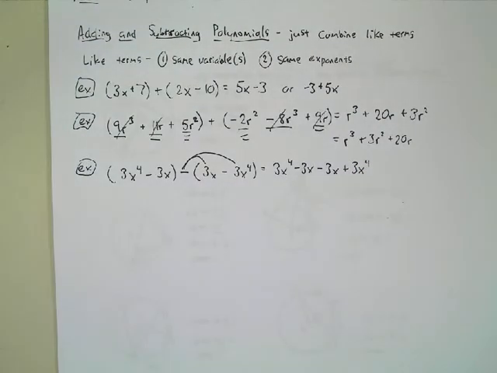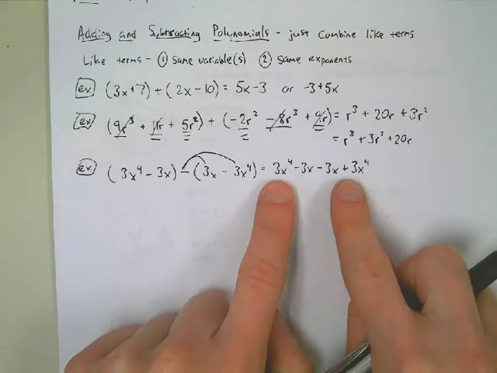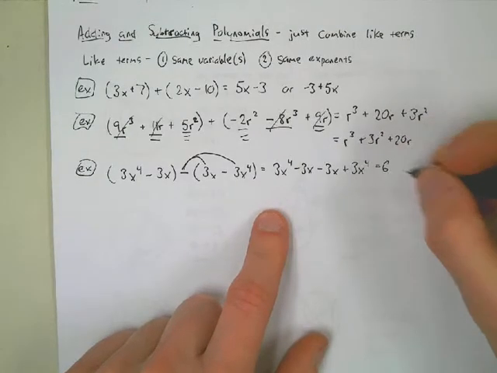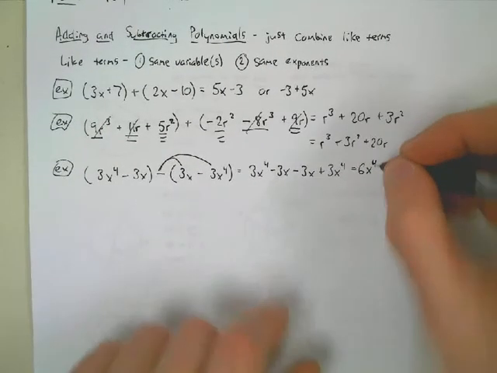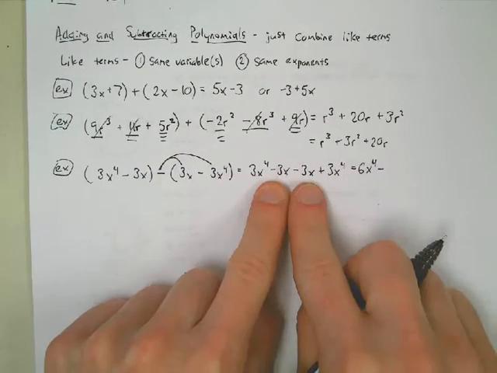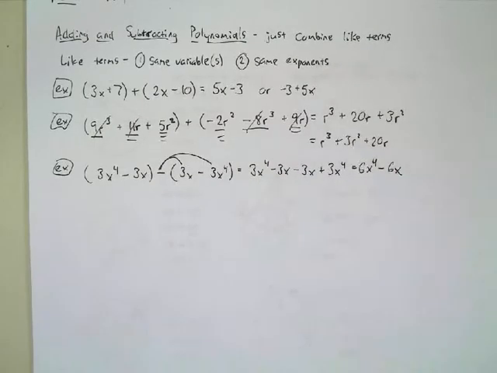Yes. Would 6x to the fourth minus 6x be right? Yes. So our like terms here, we have a 3x to the fourth and a plus 3x to the fourth, right? Those are like terms. And so we get 6x to the fourth. Okay, right? And then minus 3x becomes minus 6x. And so there's our like terms.